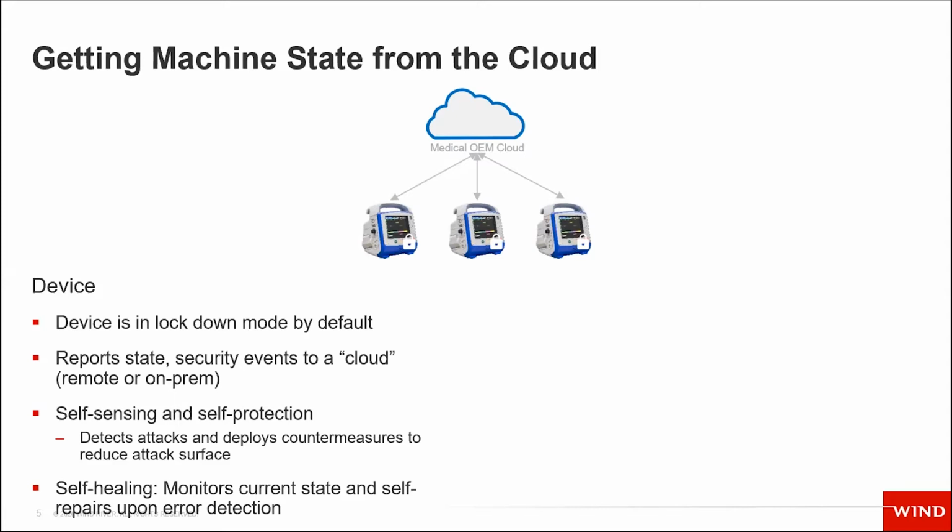There's self-sensing and self-protection. Because the device is not expecting anyone to probe it or reach out to it, it can basically easily now detect attacks and it can deploy countermeasures to reduce the attack surface. And lastly, the device can actually take some self-healing measures. It can monitor its own current state, and if that current state is ever altered, it could actually make self-repairs upon that error detection. So you get a device which is self-sensing, self-protecting, and self-healing.